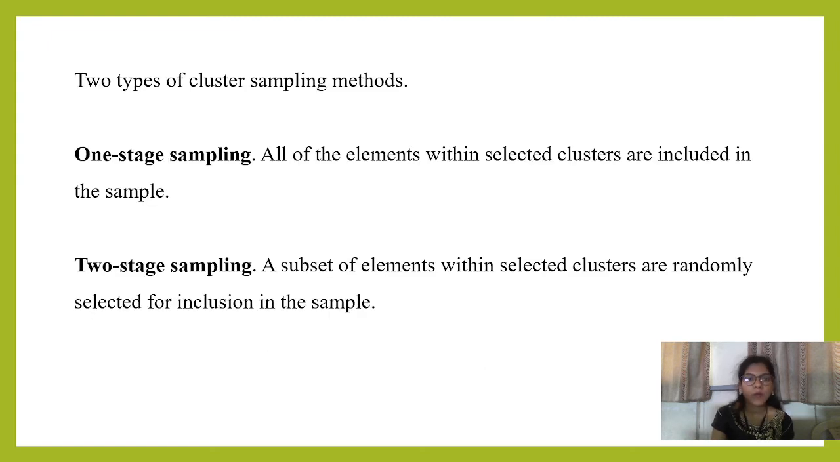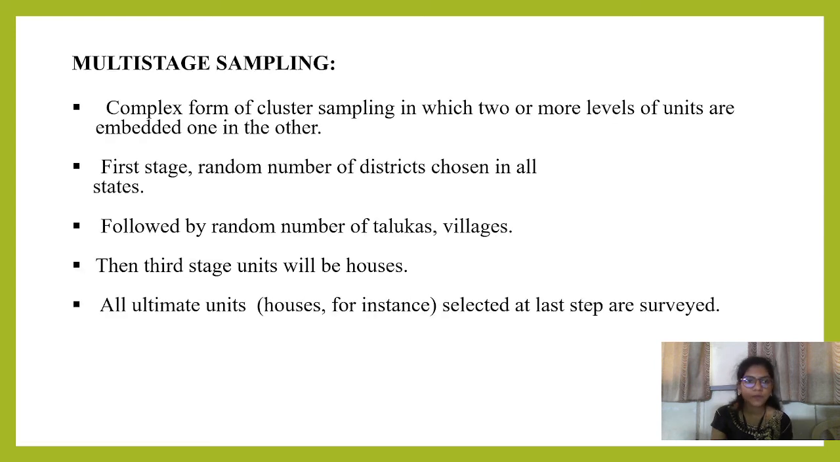There are two types of cluster sampling method: one-stage sampling and two-stage sampling. First, one-stage sampling: all the elements within the selected cluster are included in the sample. Two-stage sampling: a subset of elements within the selected cluster is randomly selected for inclusion in the sample.